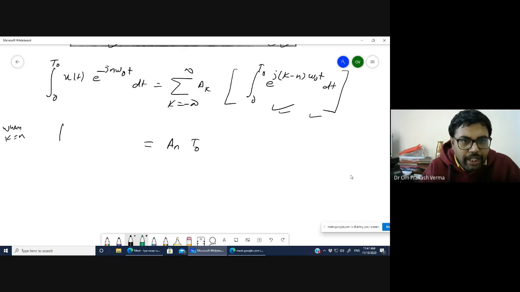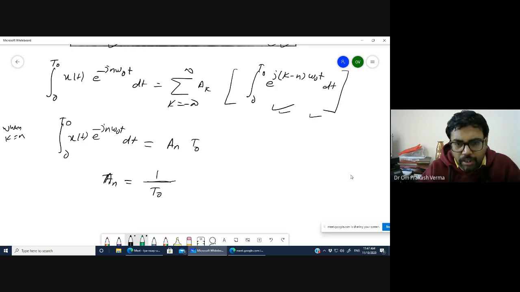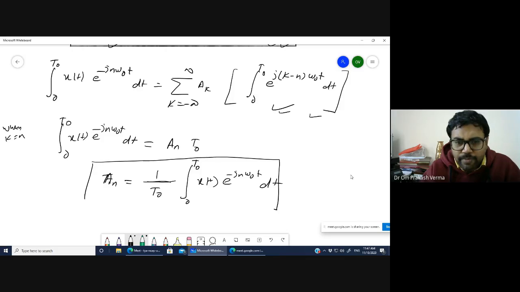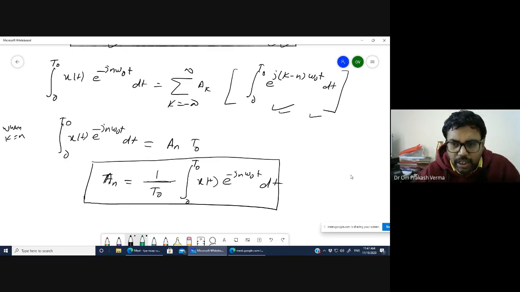So t naught a_n equals the integral from 0 to t naught of x(t) e to the power minus j n omega naught t dt, right? So the value of a_n, that is the Fourier coefficient, is nothing but 1 upon t naught, the one time period, times the integration over one period of x(t) e to the power minus j n omega naught t dt. So this is the Fourier series coefficient derivation.